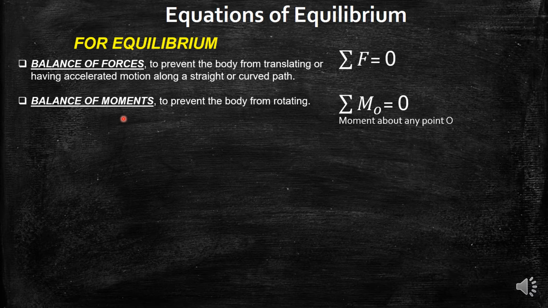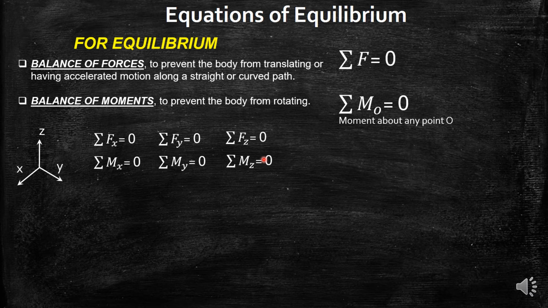Here balance of forces is denoted by sum of forces equal to 0 and sum of moments also equal to 0. Here M_O means moment at any point O. If we are considering a three-dimensional body, means we have x, y and z coordinate axes, then sum of all the forces should be equal to 0 along the respective directions, along the x direction, y direction and z direction. Same procedure will be followed for the moments.